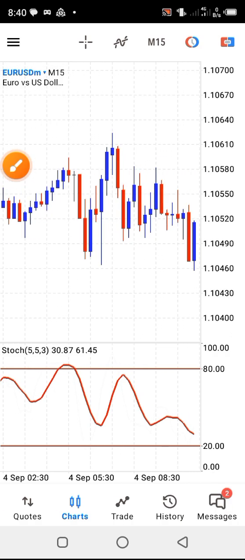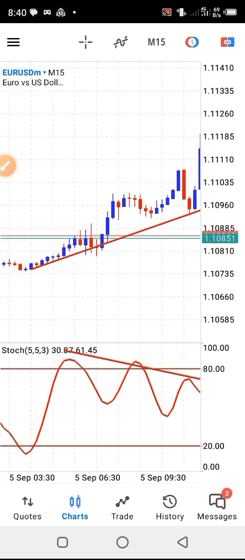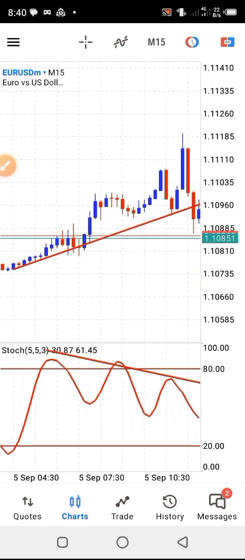Okay, so that's the first example. I think I have one more example for you. Okay, so you can see what you see happening here, very clear.